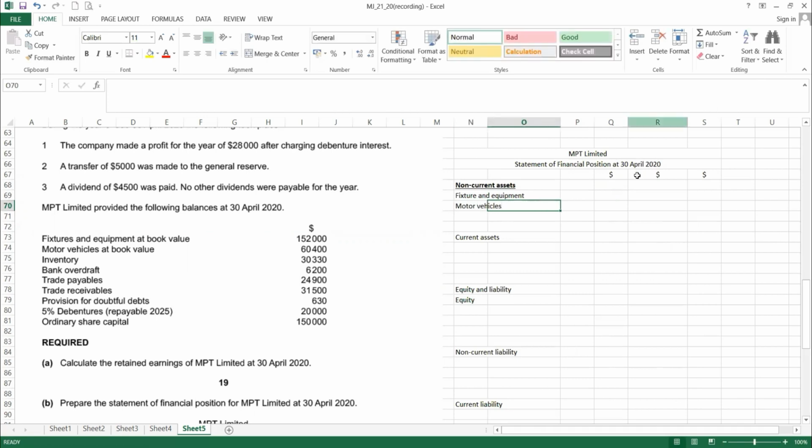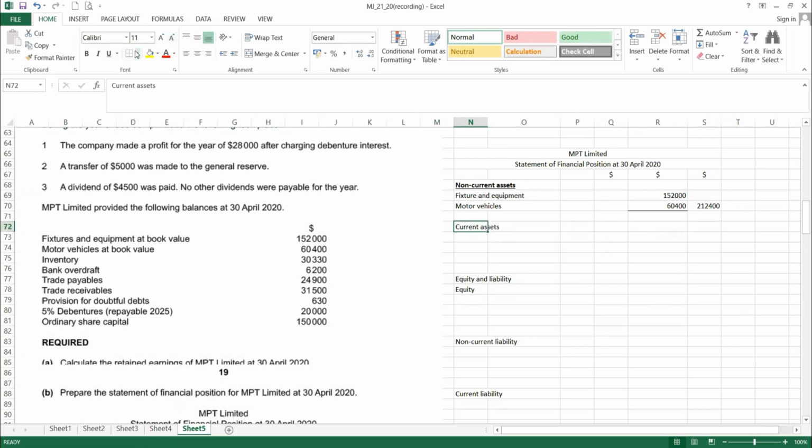Okay, so put in the amount 152,000, and then motor vehicle 60,400. So add these two amounts. Okay, so we put in the subtotal because no other asset already. So this is the extra. We just take it out.